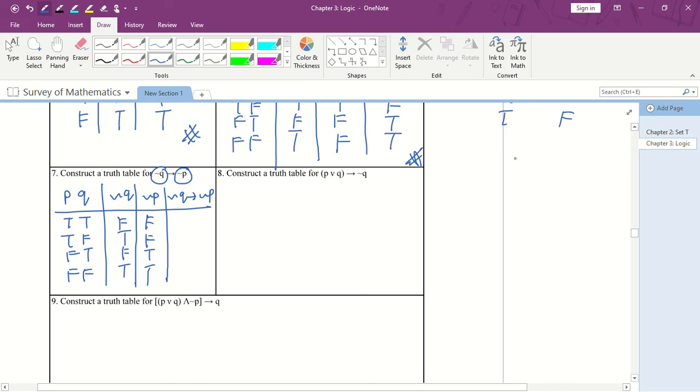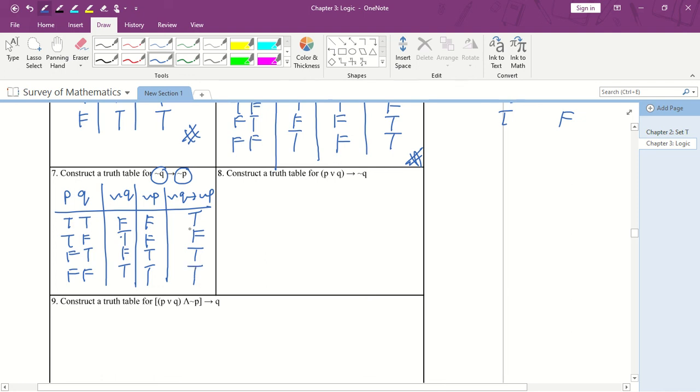So remember, when it comes to conditional, it means that only true, false, meaning the one in front is true, the back is false, only true, false can make it false, and the others are true. So false, false will make it true, true, false will make it false, false, true will make it true, and true, true will make it true.